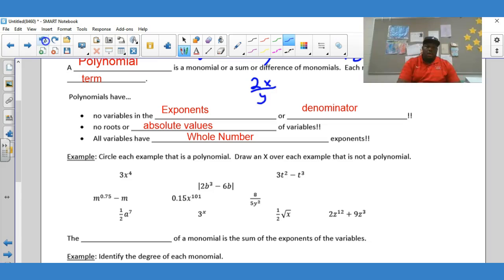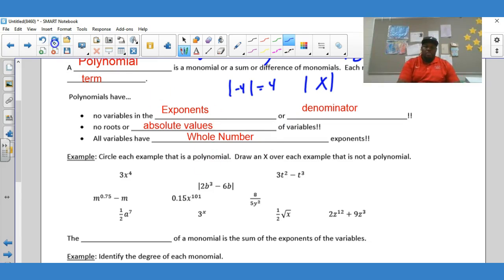The next thing, there are no roots. We just did this whole unit over roots. There's no roots, no radical, no cube root, no fourth root, fifth root, whatever. Or absolute values. Now, if you remember absolute value, if you had the absolute value of -4, it would be 4. There are no absolute values of variables, meaning there's no absolute value of x in a polynomial.